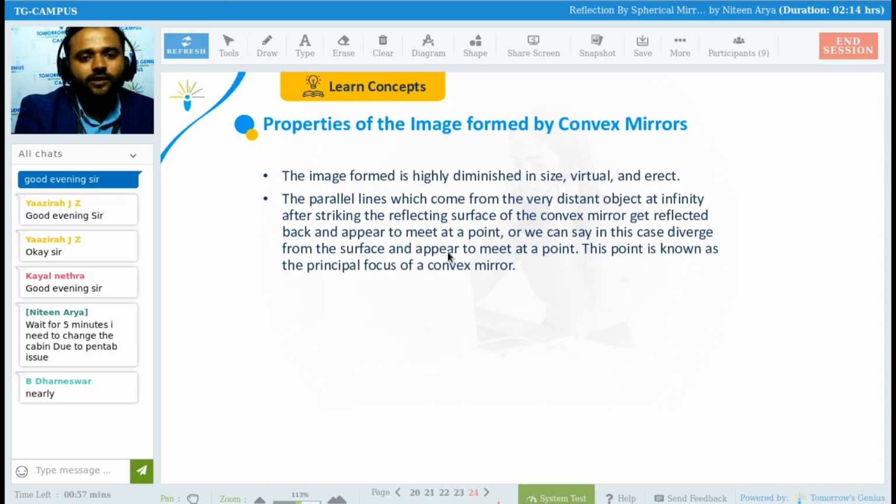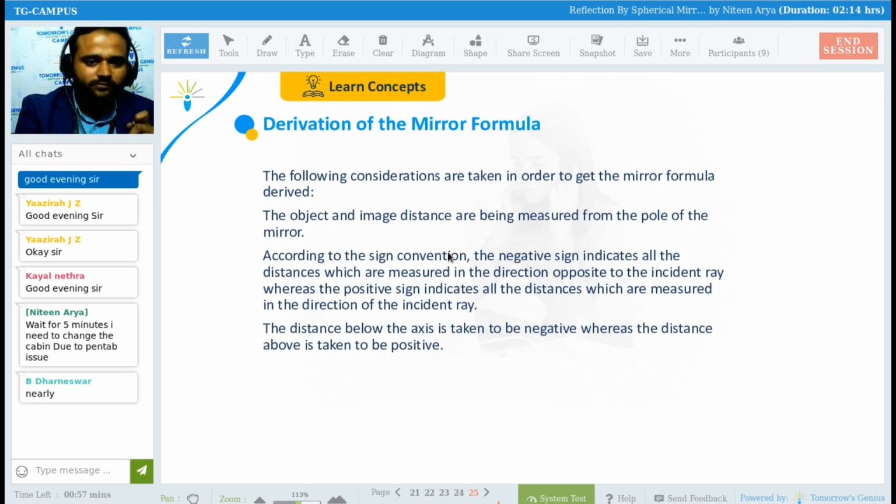In the same sense, the properties of the image formed by a convex mirror: the image formed is highly diminished in size, virtual and erect. The parallel rays which come from a very distant object at infinity, after striking the reflecting surface of the convex mirror, get reflected back and appear to meet at a point. In this case they diverge from the surface and appear to meet at a point. This point is known as the principal focus of a convex mirror.